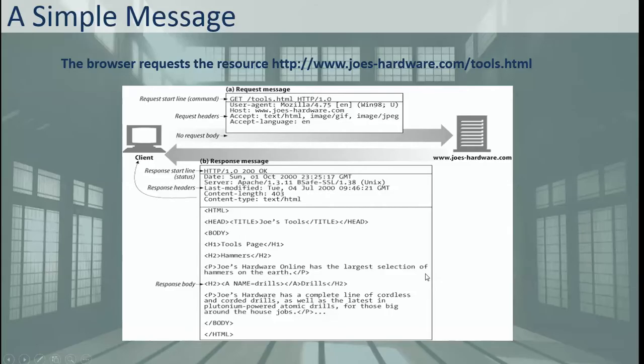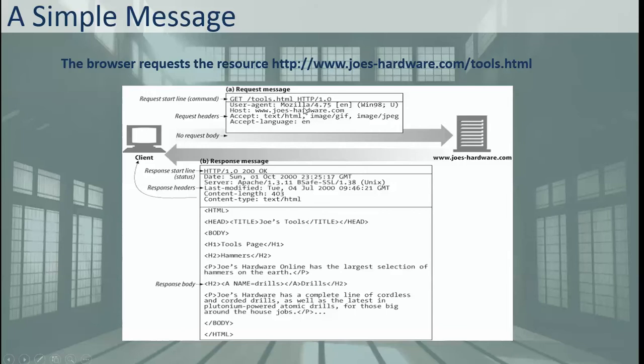Actually, I'm sorry, one more slide. I wanted to take a look at a simple message. Let's say the browser requested the resource at http://www.joes-hardware.com/tools.html. These are the messages that would actually get sent. In A, you see the request and the start line. We GET, and we're asking for tools. Notice we don't have to put the entire path here. We just put in the resource that we want, tools.html, and then there's our protocol.